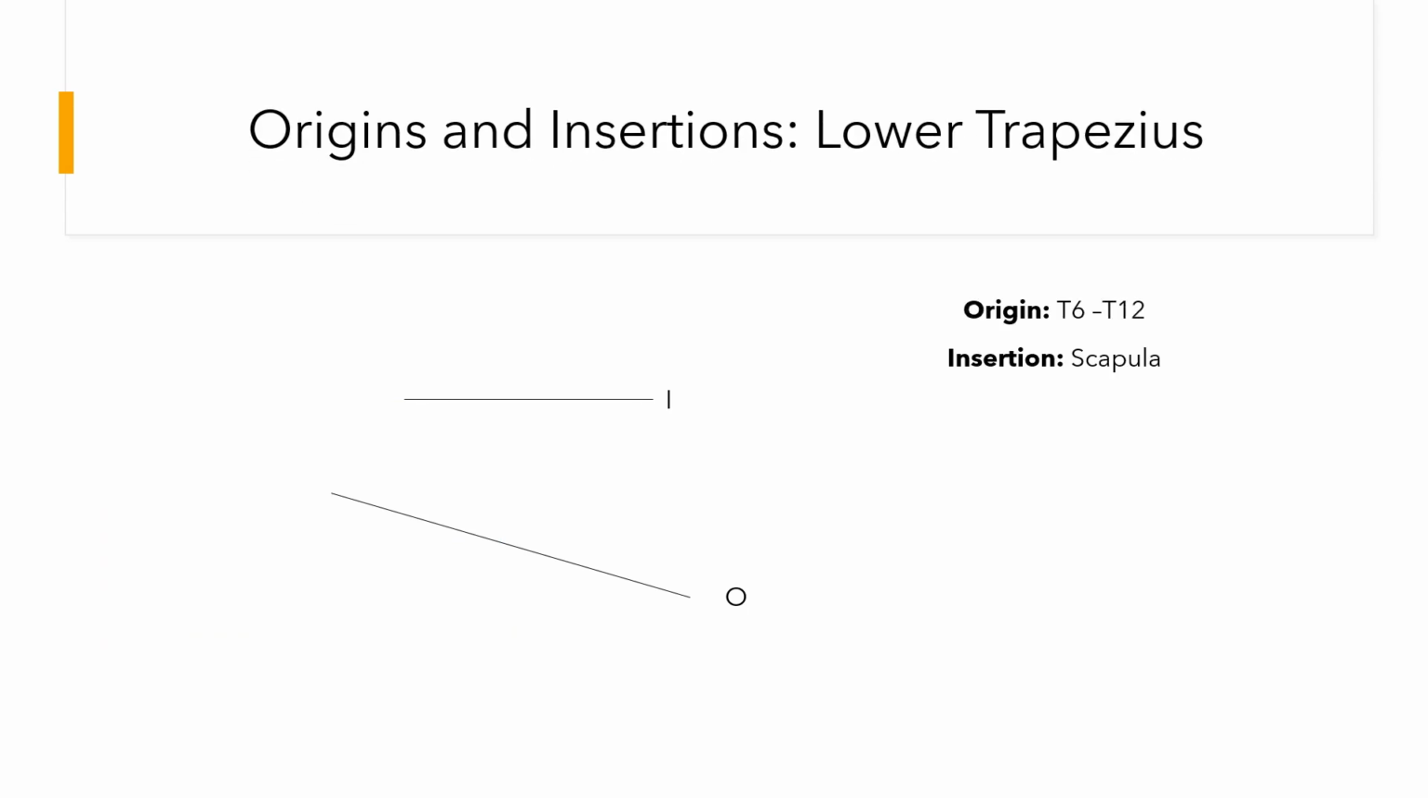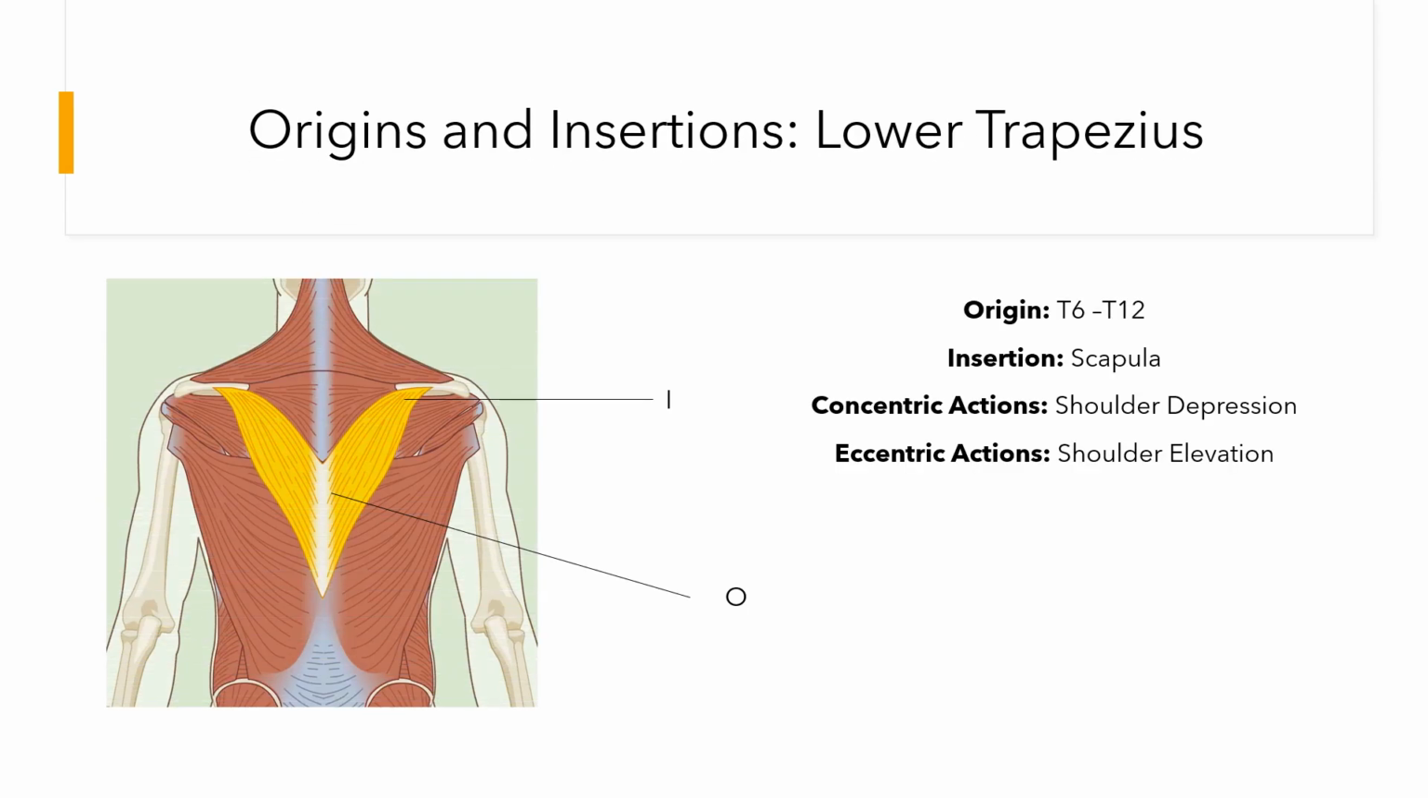The lower traps. As you can see, the lower half of the trapezius is like a V, sort of on the inside of your lats. It's going to create scapular depression concentrically and scapular elevation eccentrically. So it works antagonistically to the upper trap, which allows you to elevate your shoulder concentrically.